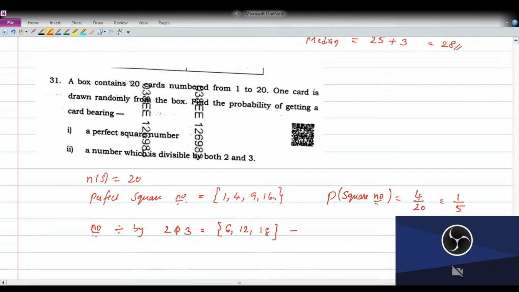So here the probability of a number divisible by 2 and 3 is 3 by 20. So these are the probability answers for the probability question.